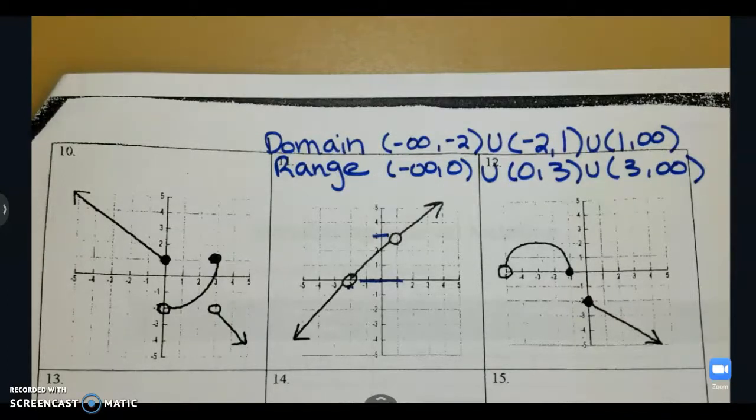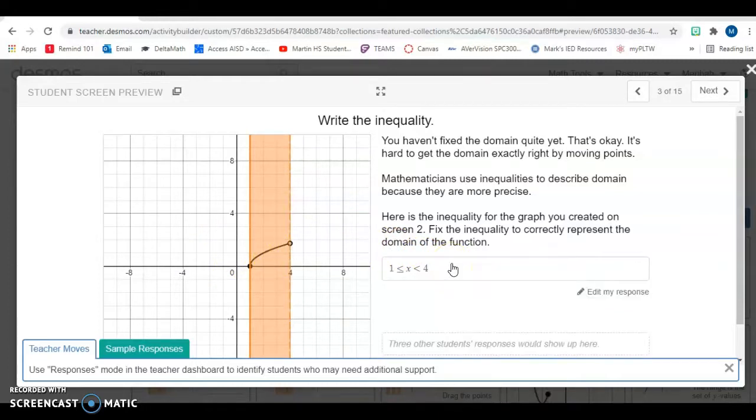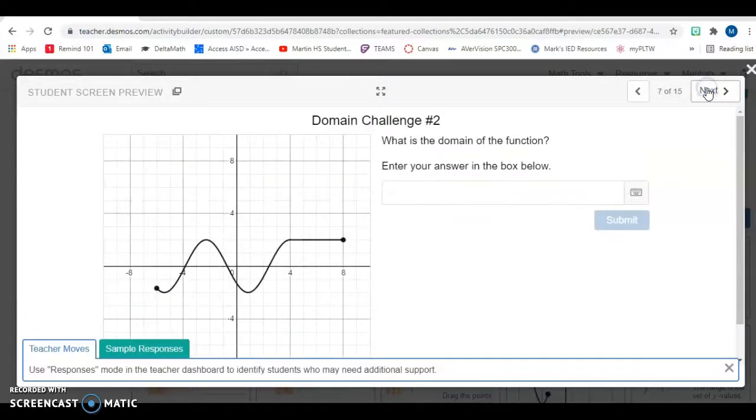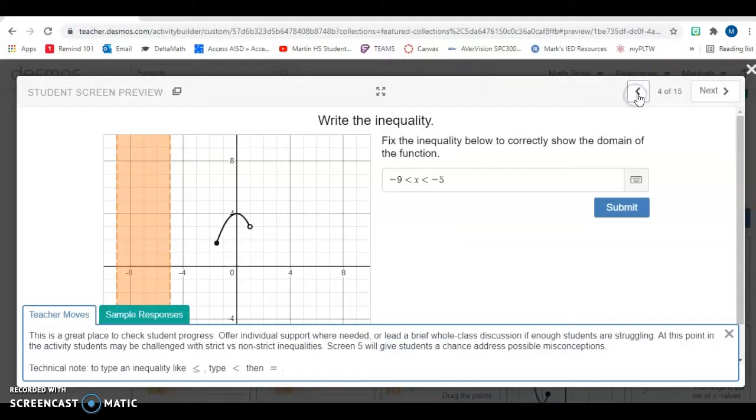Okay, so now I want to show you the homework assignment and what that's going to look like, just so you have an idea of what your expectation is. Some of the questions are going to be asking you to correct the inequality. So here we have a closed circle at 1, so that would be less than or equal to, open circle at 4, so you type in the correct answer. Other times it's going to be asking you to drag the graph. So here we're dragging, remember solid line is closed circle, dashed line is open circle. So some of the times you're dragging the graph, and again other times you're correcting the inequality.